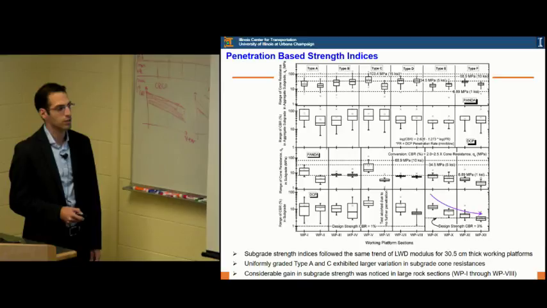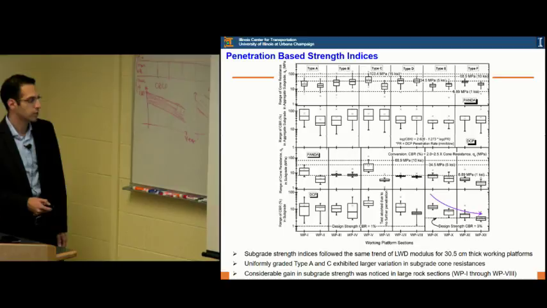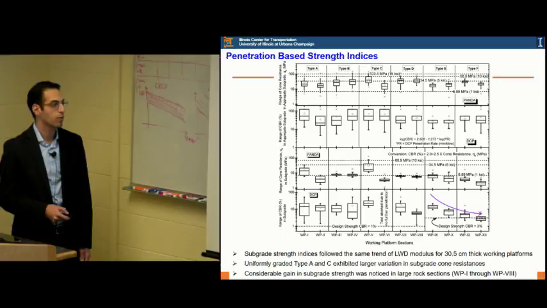Just to summarize the main points here, the subgrade strength indices follow the same trend as the LWD modulus for the CBR3 sections only, which are just these two sections at the end, but not the rest of the sections. And then for the uniformly graded type A and type C materials, here's type A and type C, because they were uniformly graded, there were higher variations in the subgrade resistance values than the other sections. And there was a considerable gain in subgrade strength in the large rock sections here that ended up being higher than the CBR1 target because of the penetration of the large rocks into the weak subgrade.